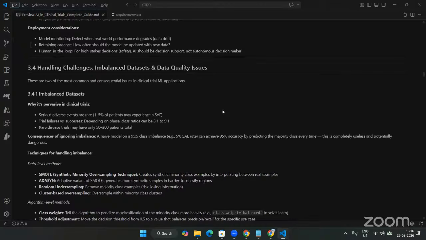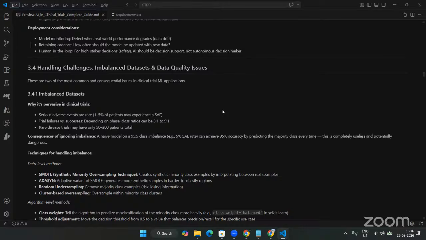Now the next point is handling challenges. So imbalanced data sets, and data quality issues could be there. These are two of the most common consequential issues in clinical trial ML applications. One is imbalanced data sets. For example, we have more records for healthy than for diseased. So let's say 500 records for healthy and 50 records for diseased. So this is imbalanced data.